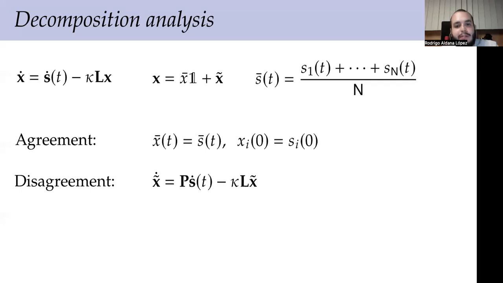The disagreement dynamics, on the other hand, have these dynamics, from which you can see where the problem starts to appear, okay?